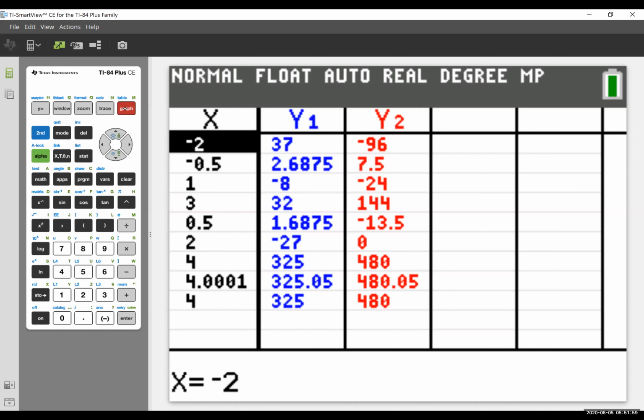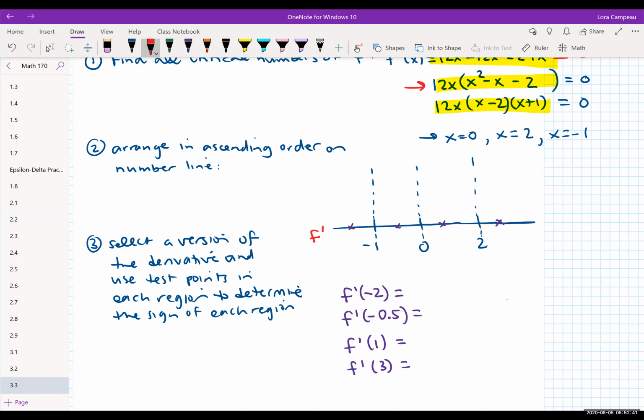Now the numbers aren't so crazy for those numbers that I picked, -2, -0.5, 1, and 3. And just keep in mind, we are looking at y2, not y1. y1 would be the original function. So take note, you don't really have to find the value. We just want to know whether the derivative is positive or negative. So take a mental snapshot or write it quickly down. I'm going to go back to my screen so I can compare. But I should be getting the first derivative evaluated at -2, I should be getting a negative.